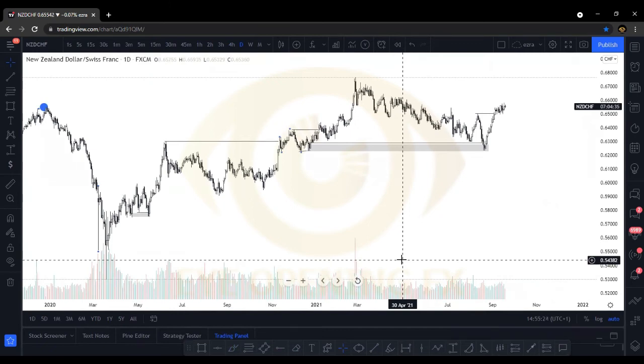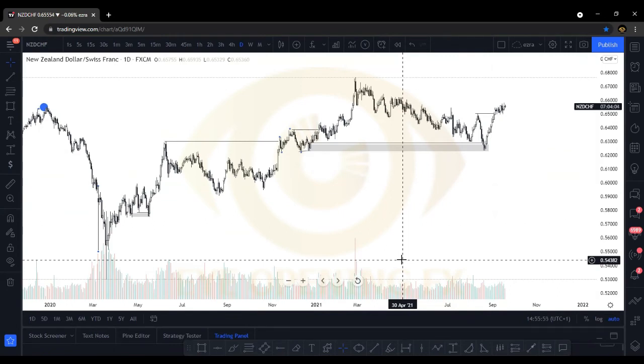Now, if monthly and weekly are bearish, that means that market will last long. But if monthly is bearish and weekly is bullish, that means we are going into consolidation and there will soon be a reversal. Now, if monthly is bearish, weekly is bearish, and daily is bearish, that means that trend will last long.